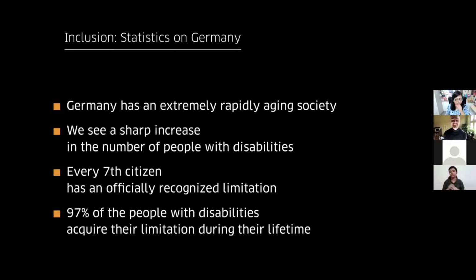Yeah. Thank you. And what is important to understand the situation in Germany is that in this country, 79% of the people with disabilities acquire their limitation during their lifetime. So there's a direct connection between the fact that we are a rapidly aging society and our limited, or handicapped, society. Of course, a lot of elderly people have limitations.